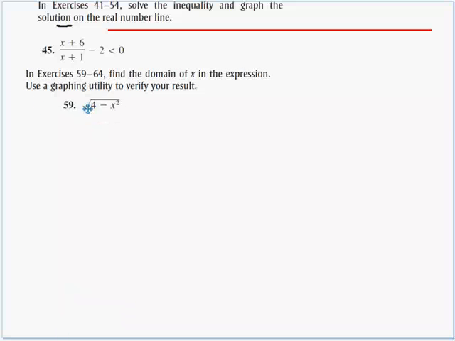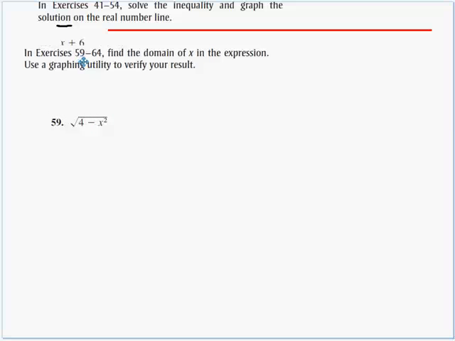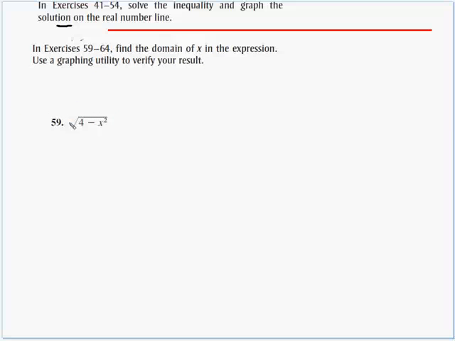In these exercises, find the domain of x in the expression, use a graphing utility to verify. So this is a lot like the example. Again, we cannot ever have a negative underneath a radical. So we are going to take what is under the radical and say that it must be positive or greater than or equal to 0. And here I guess we could add x squared to both sides. So the 4 stays on the left and then greater than or equal to x squared.